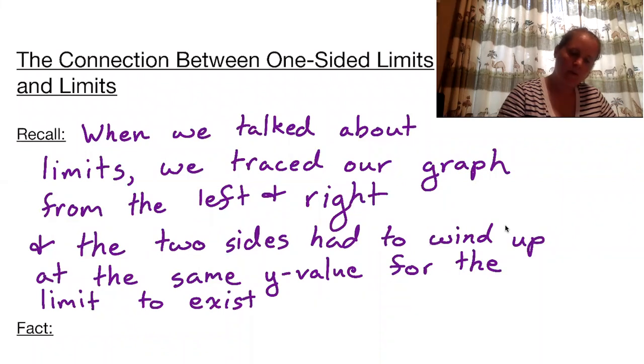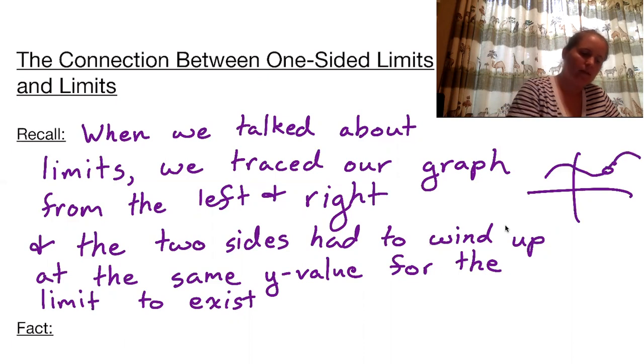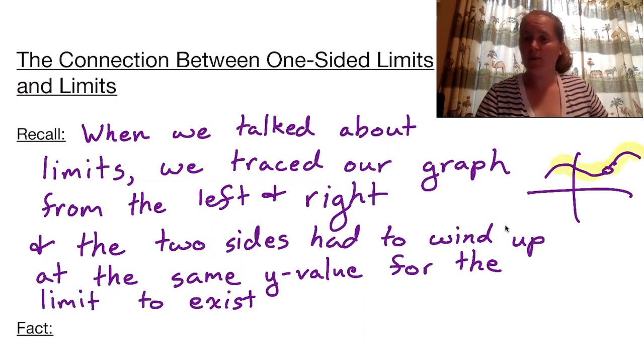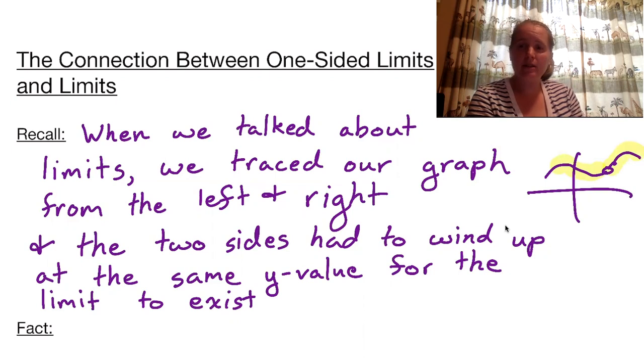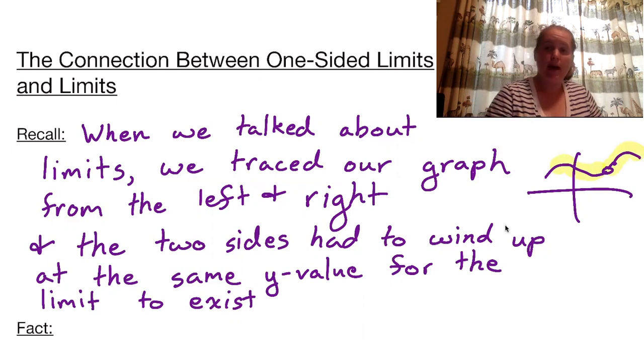So in terms of our picture, we had our graph and we traced from both the left and the right, and we wanted those to wind up at the same point. Well, the left is precisely the left limit. The right is precisely the right limit. So essentially, if we want the limit to exist, then the left and the right limit have to match each other.